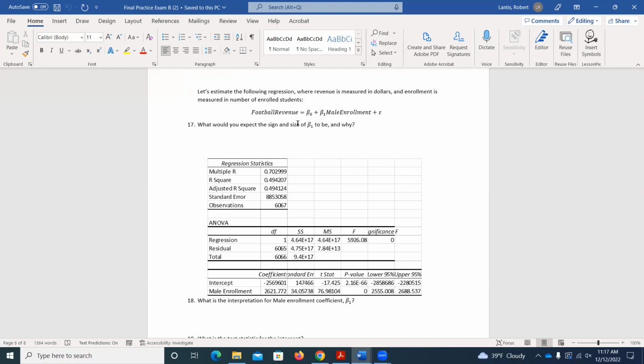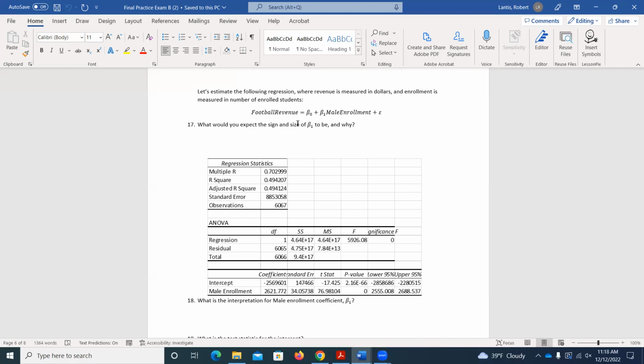Excuse me. And this is maybe not exactly what you'd expect. But if my enrollment is measured as people, what would my interpretation be? So I've got football revenue measured in dollars, every additional dollar, and I've got my enrollment as every additional student. So how would I interpret this coefficient? And if you can't see, it's kind of small. It's 2,671. For every one male enrollment, there is about $2,600 increase in revenue.